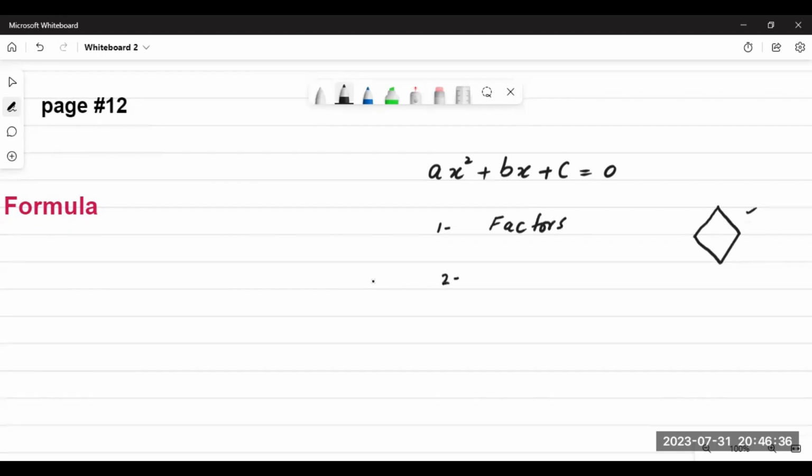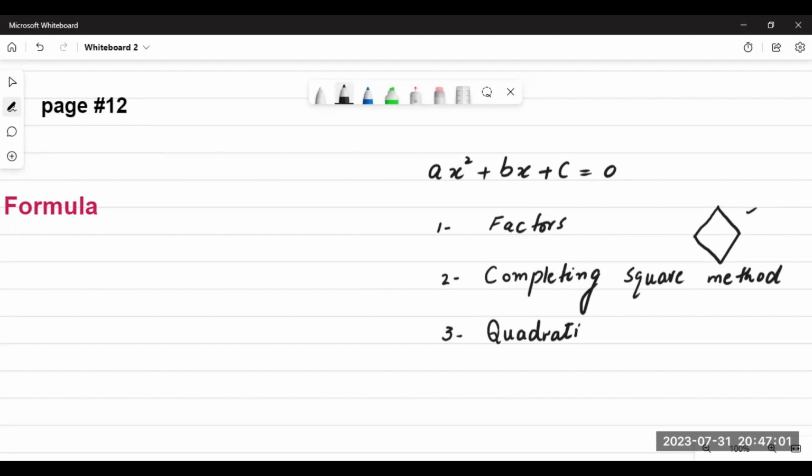The second method is that we can use the completing square method, which we have already done in exercise number 1A. And this exercise number 1B is only related to the quadratic formula, so you have to apply the quadratic formula in different situations throughout the whole exercise.